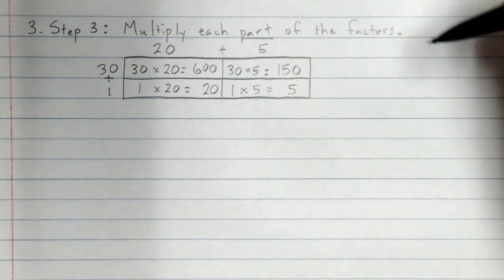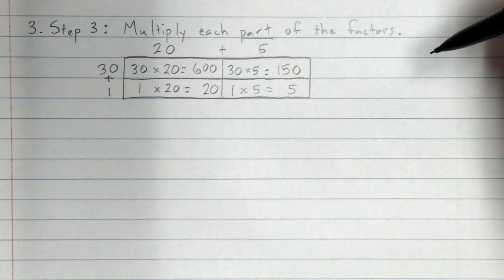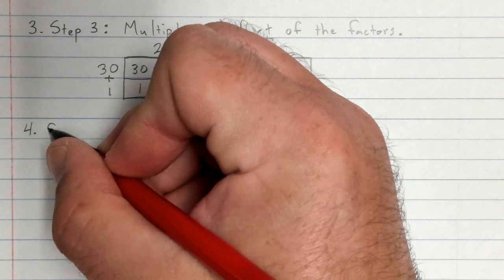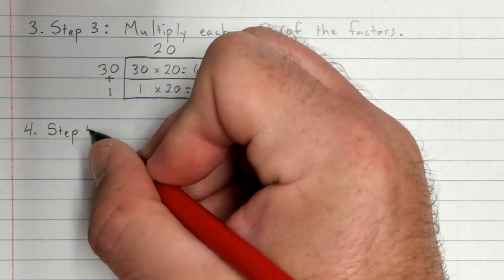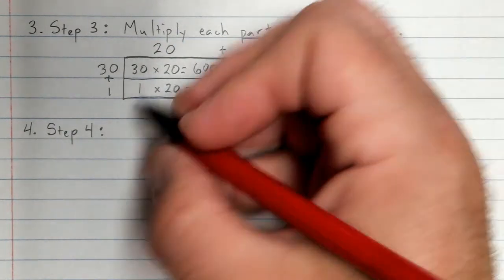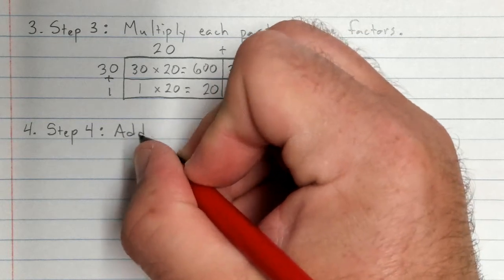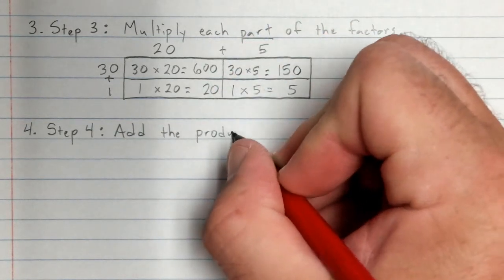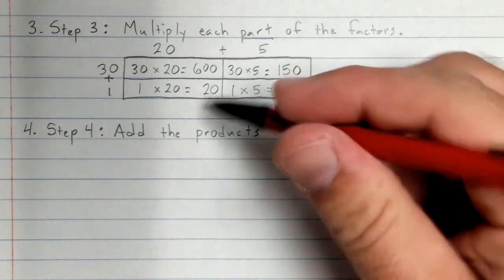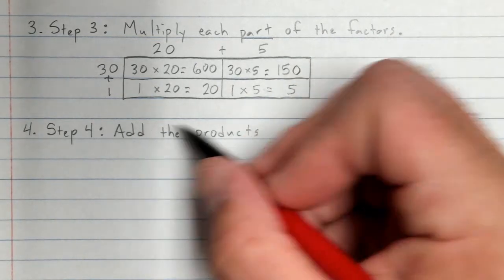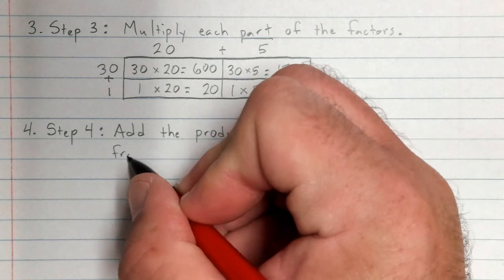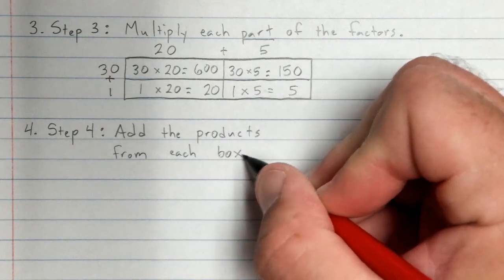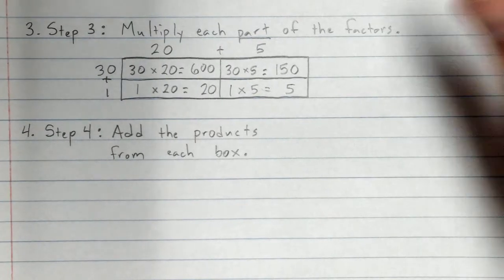Now, once I've multiplied each part of the factors, step 4, we're going to add the products from each box. Add the products. This is going to be weird, but I'm going to go down the next line. I'll show you why in a moment. Add the products from each box is basically what we're going to do.